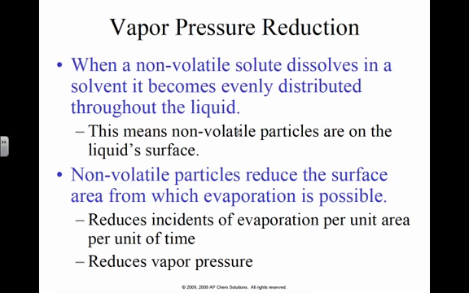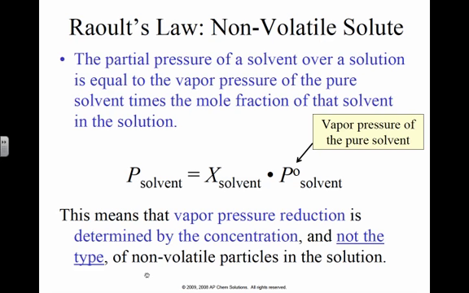When a non-volatile, that means it doesn't evaporate, solute dissolves in a solvent, it becomes evenly distributed throughout the liquid. This means non-volatile particles are on the liquid surface. Non-volatile particles reduce the surface area from which evaporation is possible, reduces incidence of evaporation per unit area, therefore it reduces the vapor pressure, just like what I just said.